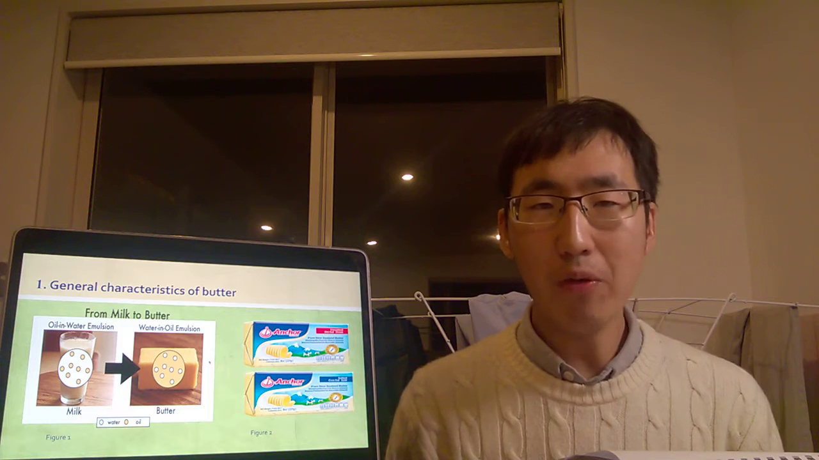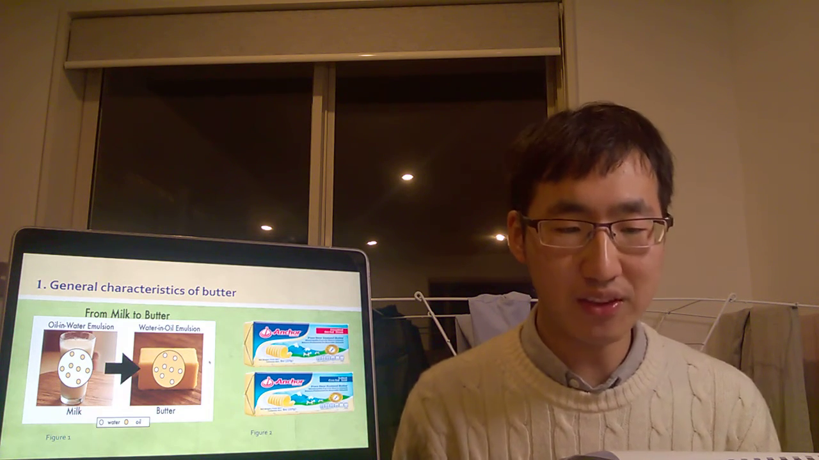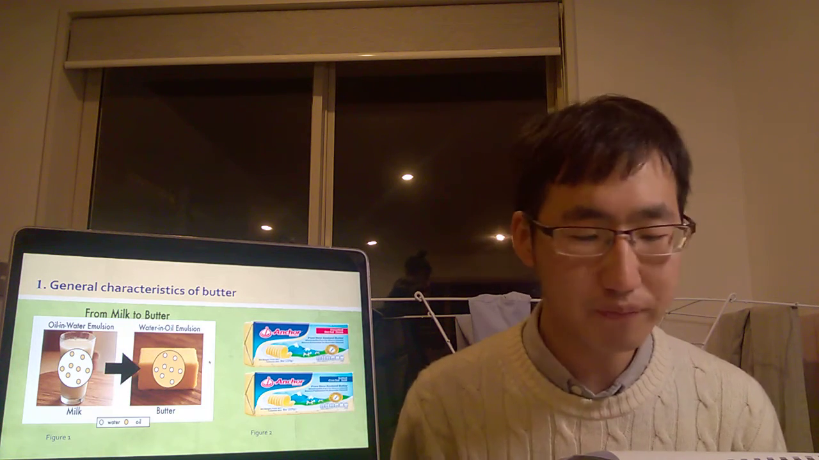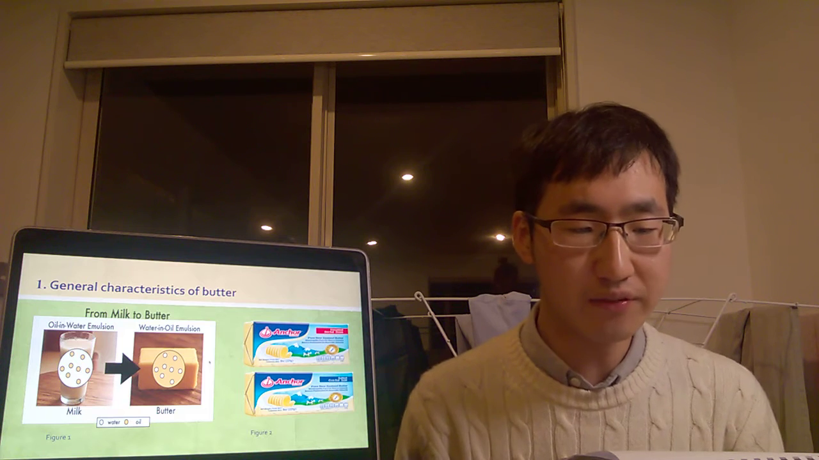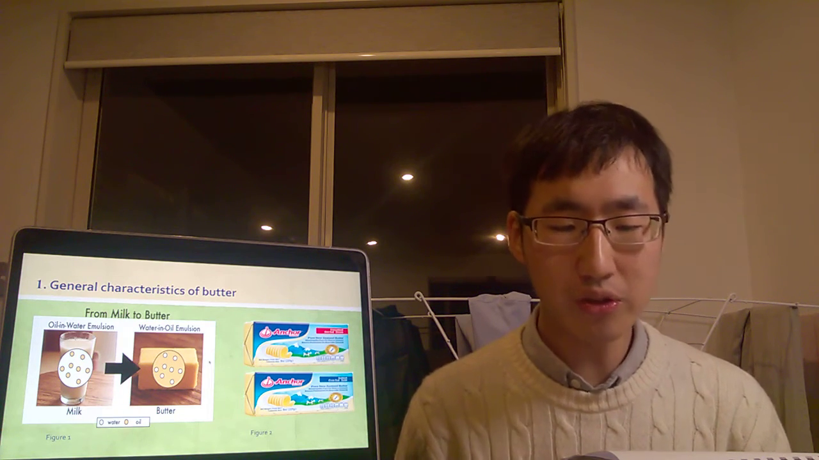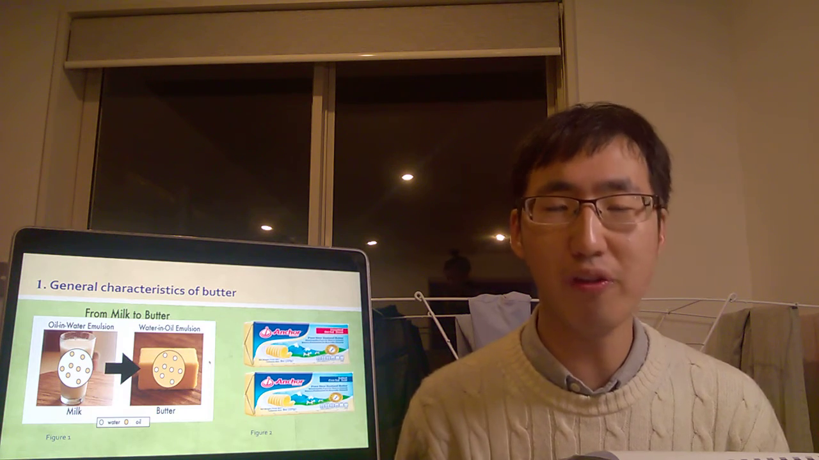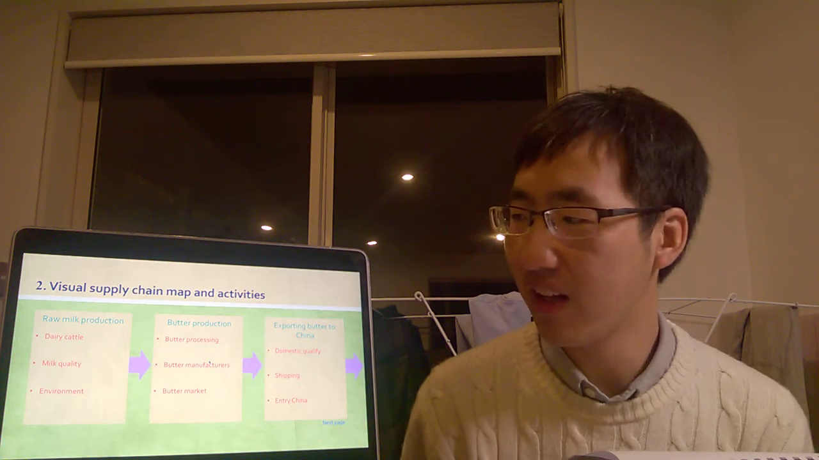For the flavor of butter, salted and unsalted are the two common types. They are packaged from Anchor. The top is unsalted and the bottom is salted. So after the characteristics, we will move to the visual supply chain map and the introduction of the 5 activities. And this is my visual supply chain map.